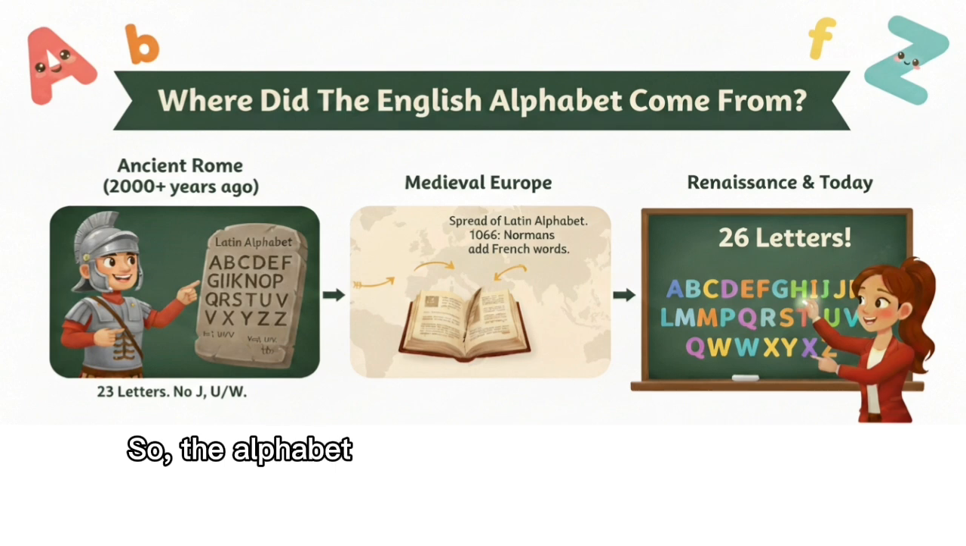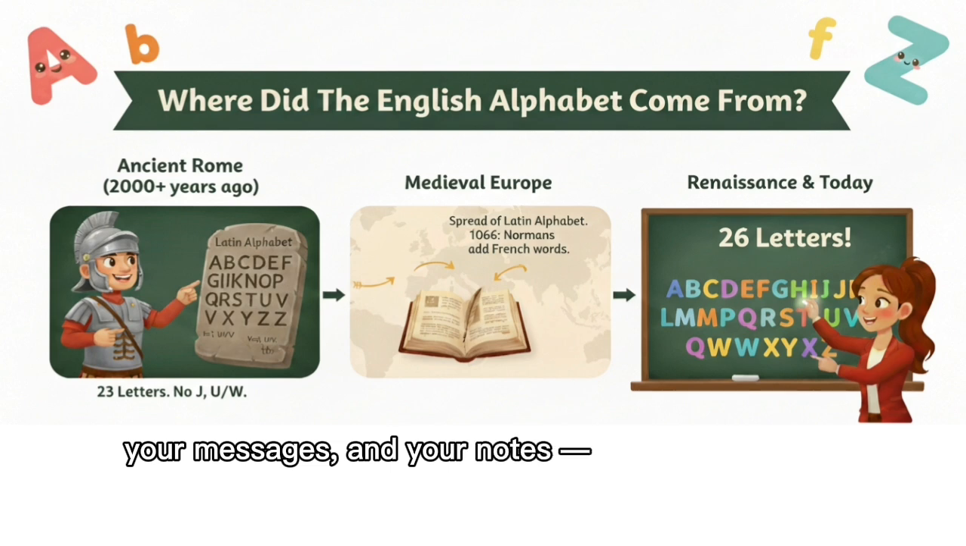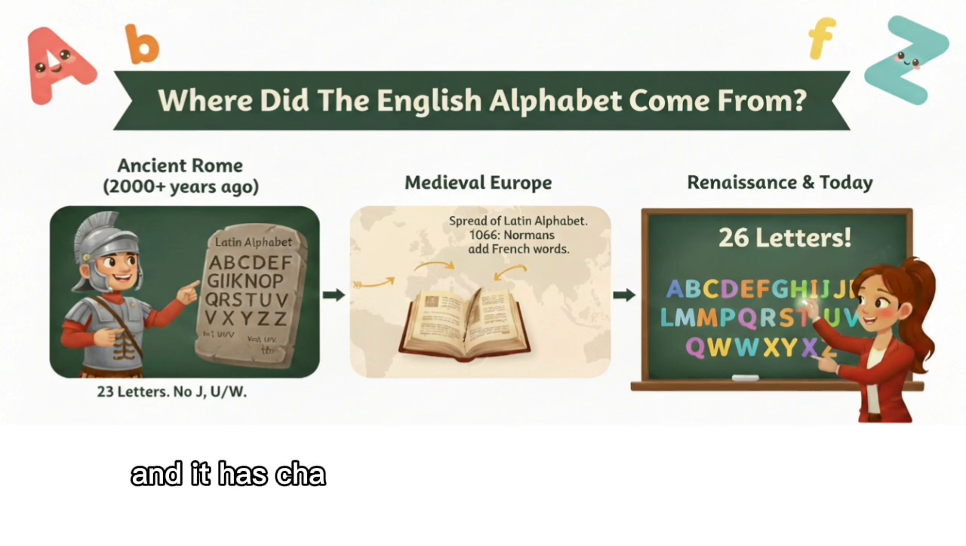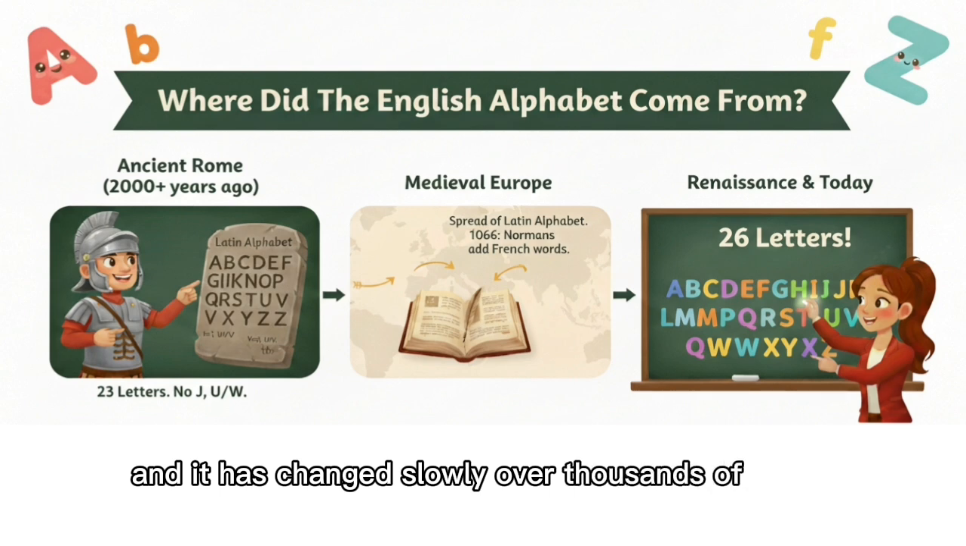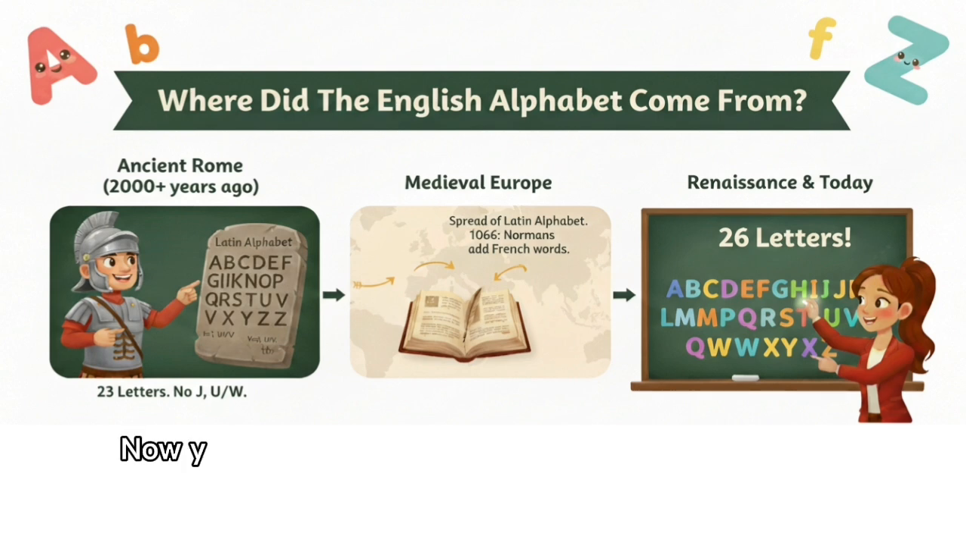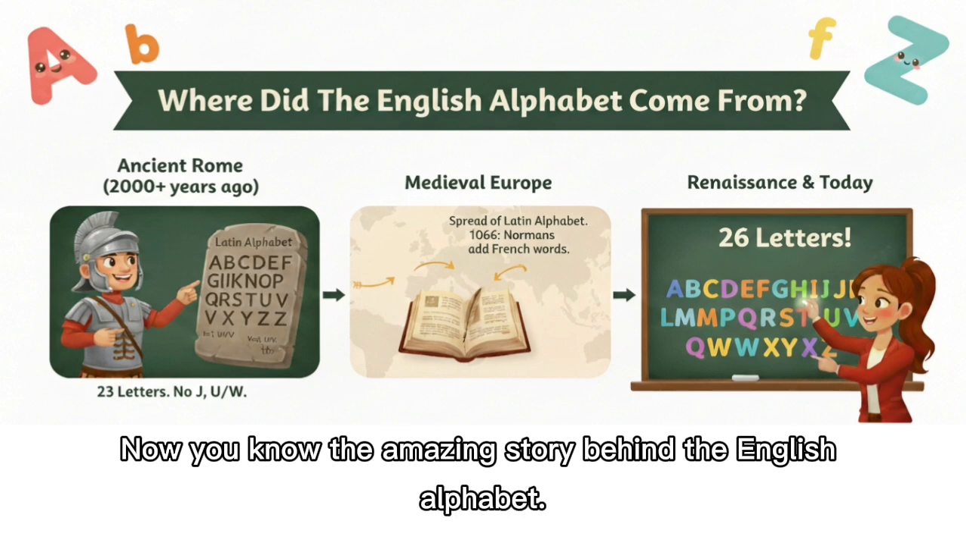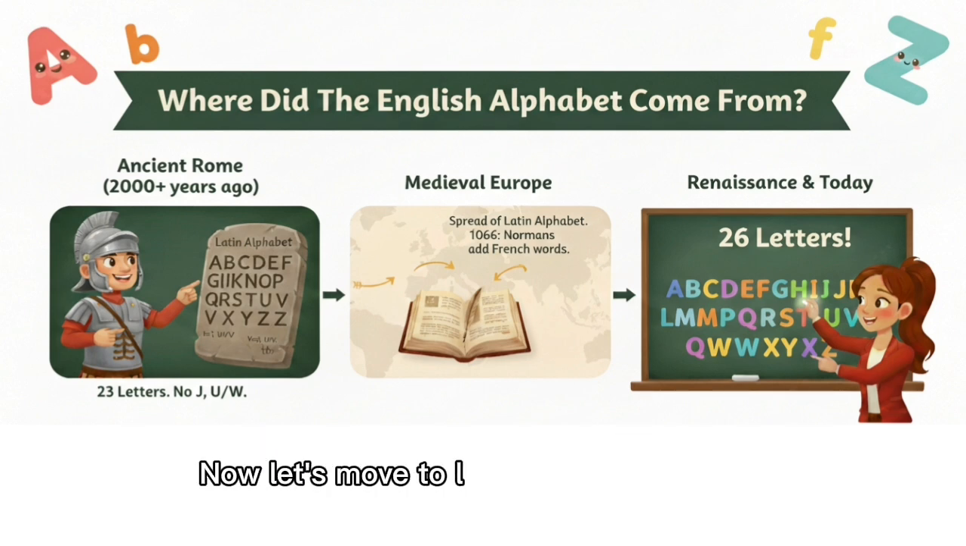So, the alphabet you use every day to write your name, your messages, and your notes actually began in ancient Rome, and it has changed slowly over thousands of years. Now you know the amazing story behind the English alphabet. Now let's move to learn English alphabet.